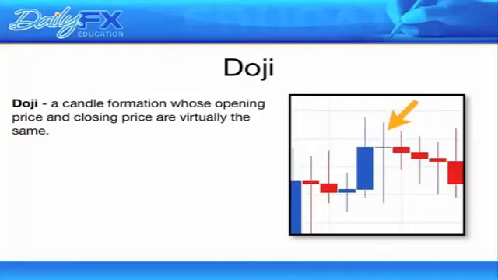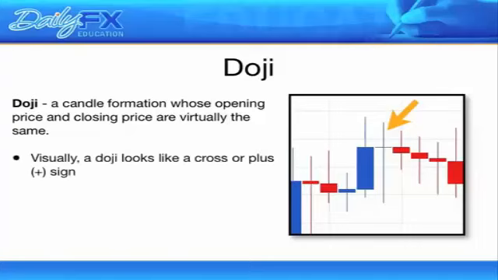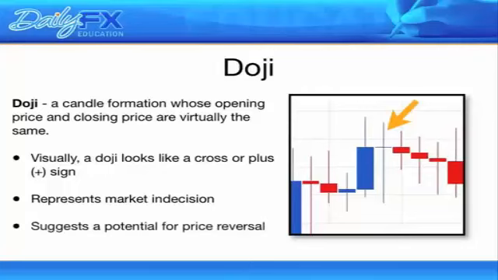By definition, a doji forms when a candle's opening and closing prices are virtually the same. Visually, a doji candle will look like a cross or a plus sign, and this pattern represents market indecision. As such, this candle formation suggests a potential for the pair to change direction, as neither buyers nor sellers have been able to establish control.